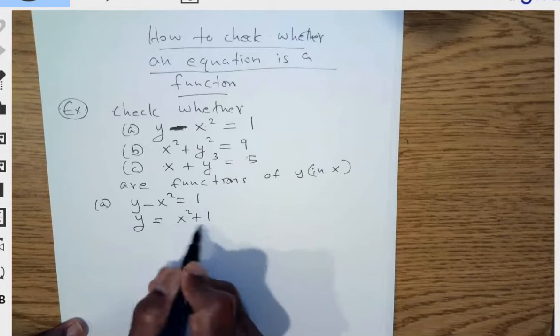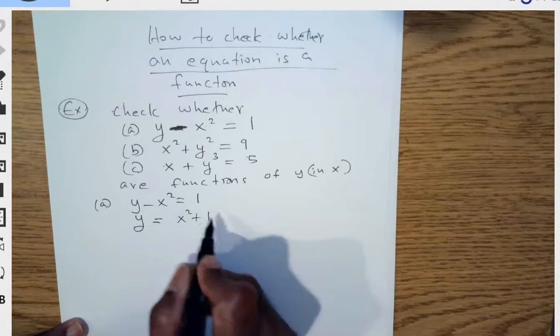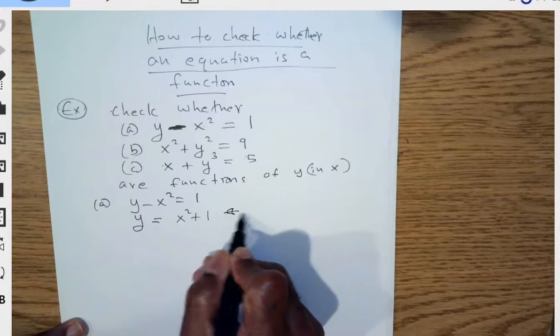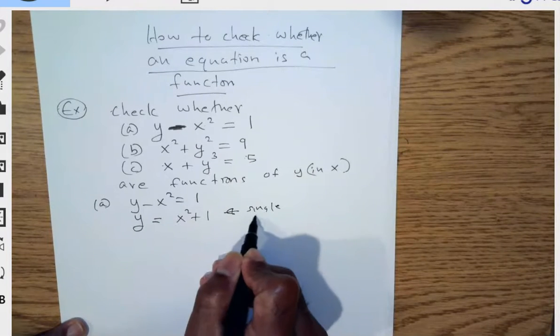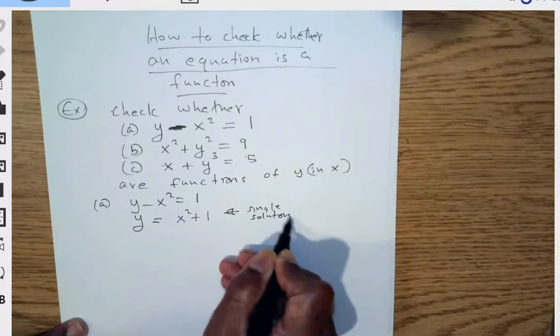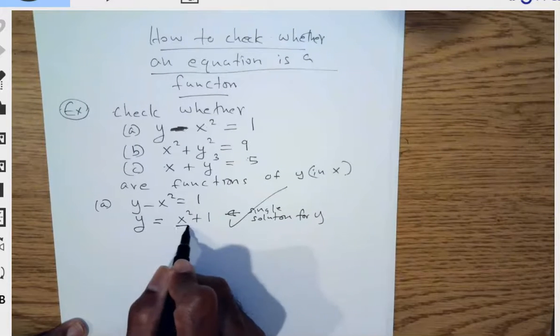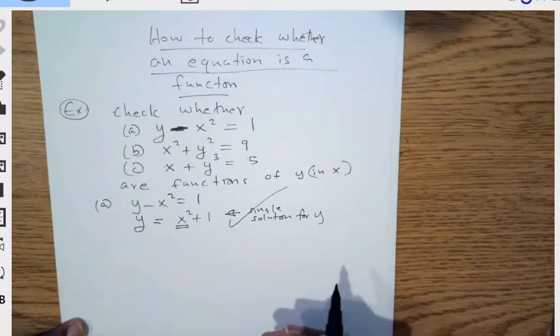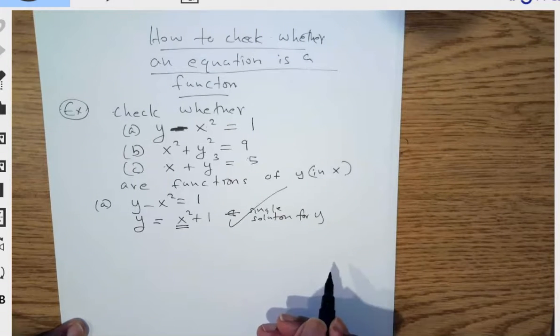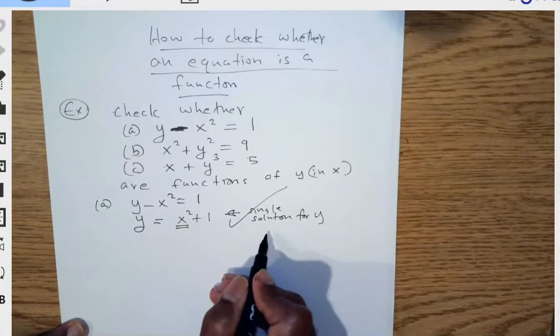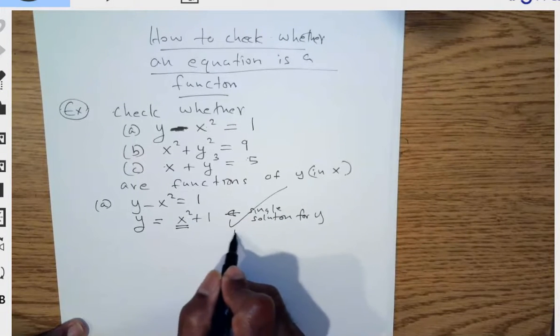So you don't get a plus or minus or anything like that. You get a single value for y. One single solution for y, which means it is a function. If you fix a value of x, you only get one y value, because there is no plus or minus. So y is a function.